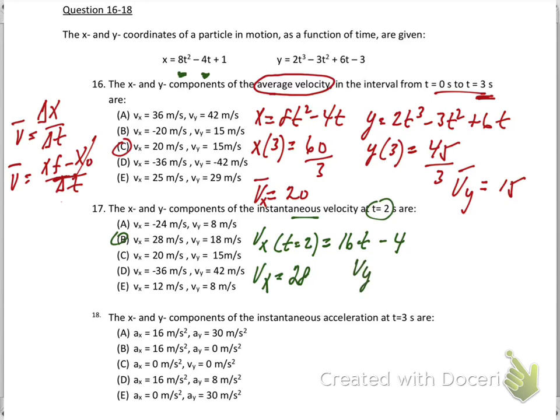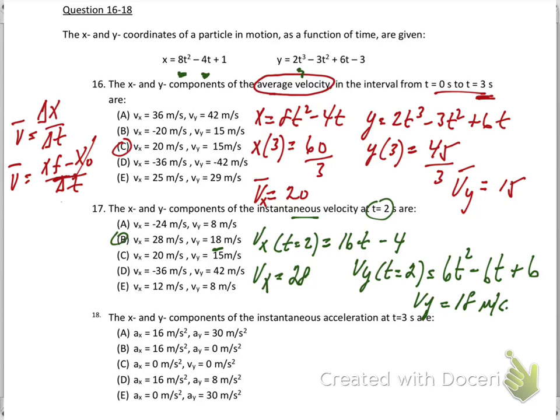So velocity in the y direction at t equals 2, let's get the derivative. We multiply the 2 times the 3, and we get 6t, reduce the exponent by 1, so that's 6t squared, minus the 2 times the 3, which is 6, and reduce that by 1. And 1 times the 6, reduce that to 0, so it would be plus 6. When we plug in 2 for that, we get 18 meters per second. So yeah, B works.